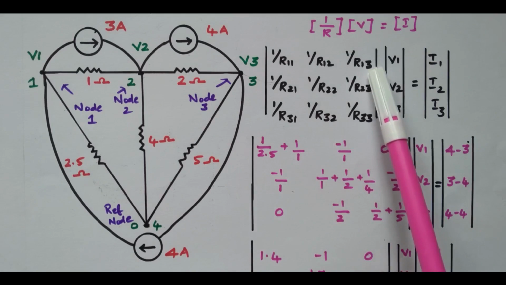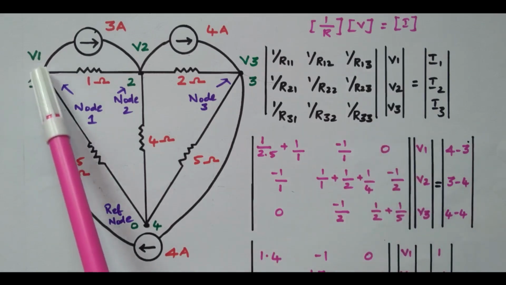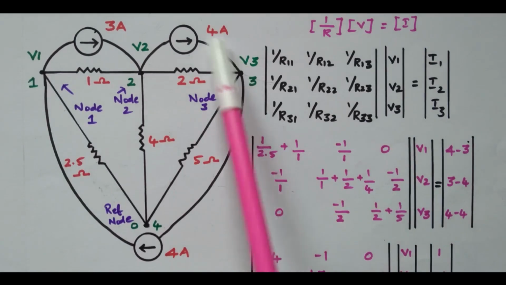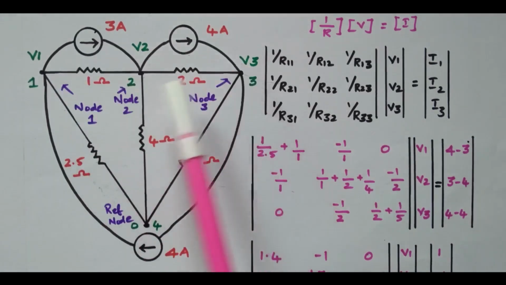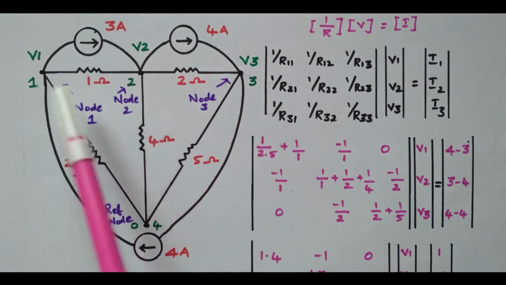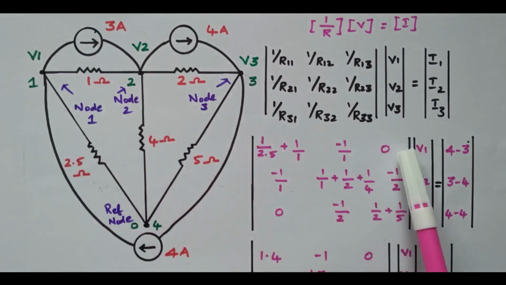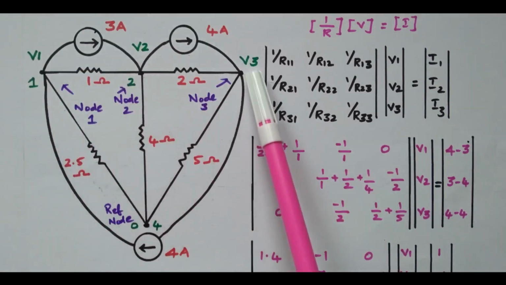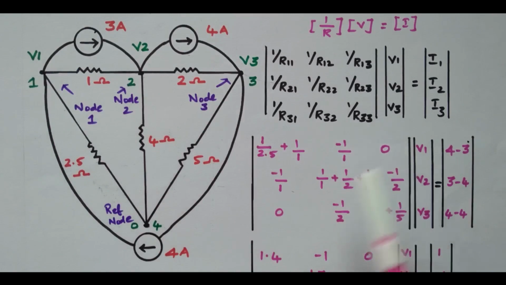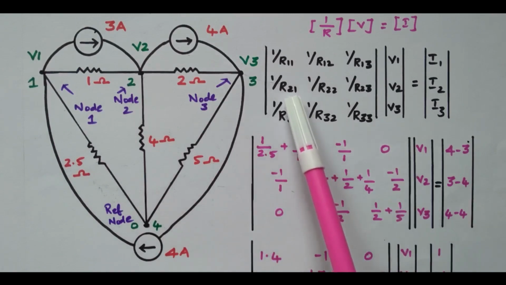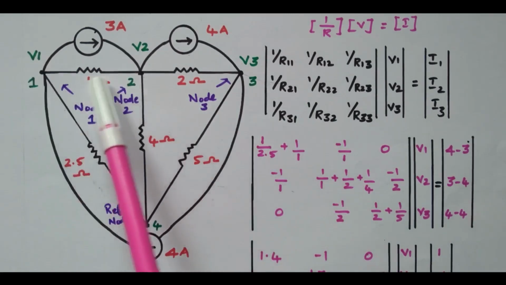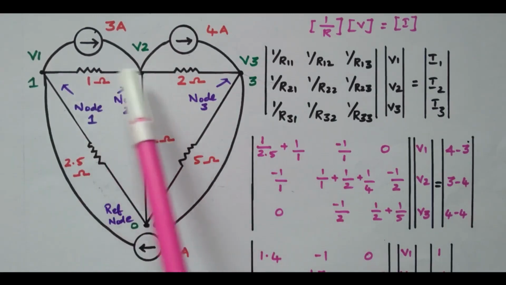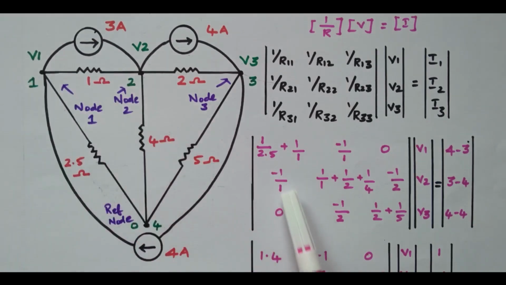R13. The resistor connected between node 1 and node 3. So this is node 1, this is node 3. Is any resistor connected? It's not connected. Resistor not connected between 1 and 3, so it is 0. There is no connection between node 1 and node 3. Similarly, R21 is connected between the second node and the first node. Same thing, this 1 ohm is connected between the second node and the first node. So minus 1 by 1.